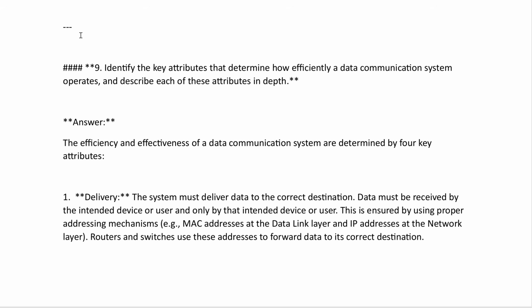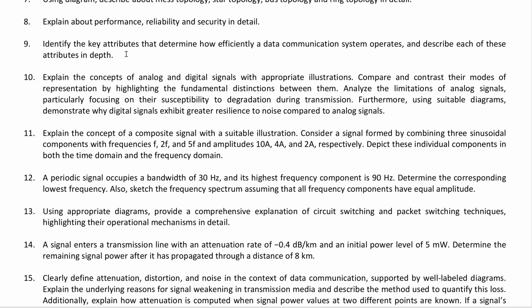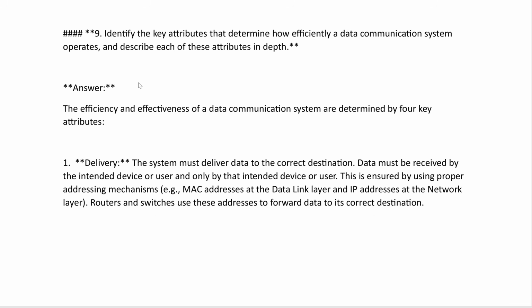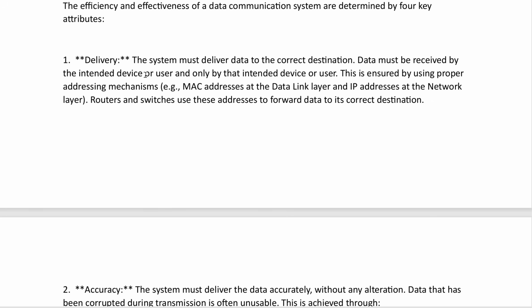The next question is question number 9. Question number 9 says: identify the key attributes that determine how efficiently a data communication system operates and describe each of these attributes in depth. The efficiency and effectiveness of a data communication system are determined by the four key attributes. First attribute is delivery.